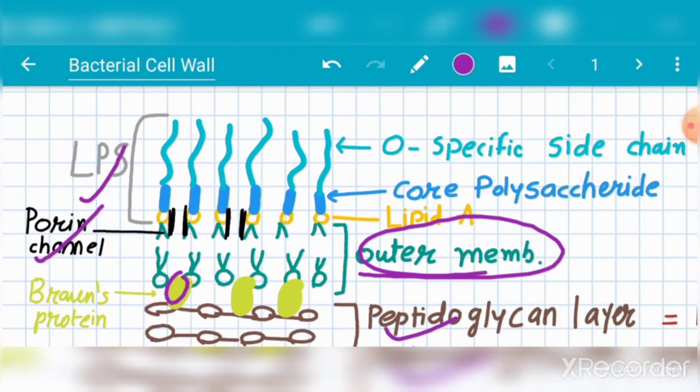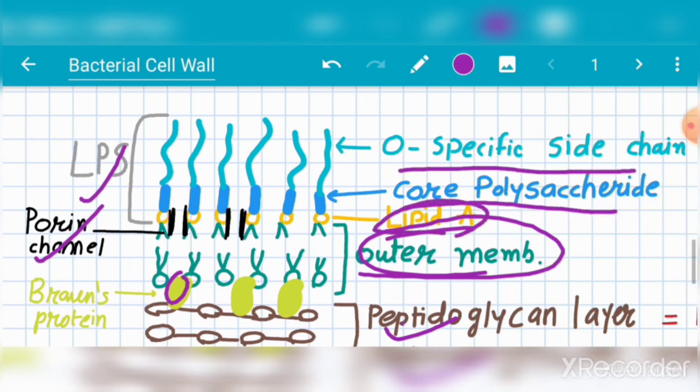Lipopolysaccharide is made up of three things: Lipid A, core polysaccharide, and O specific side chain. Lipid A is an endotoxin. That means whenever the bacteria lyse, it is secreted into the environment and it is responsible for pyrogenicity, lethal effect, and tissue necrosis like effect in the human body.